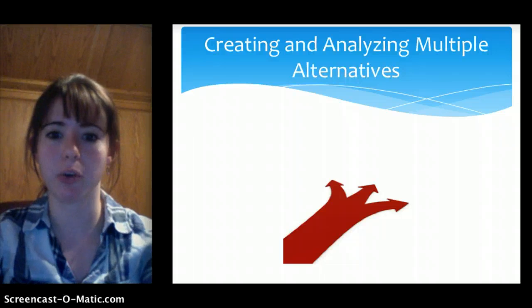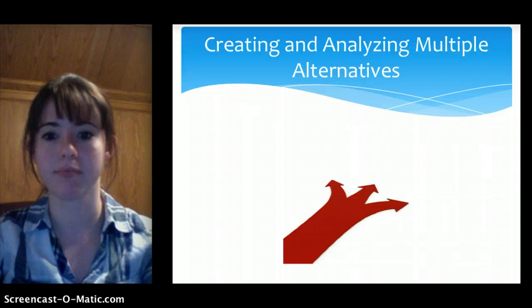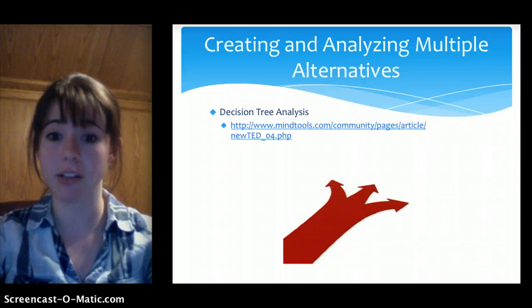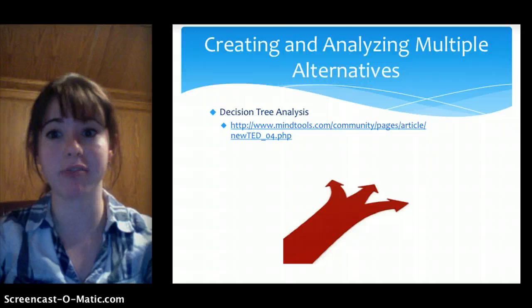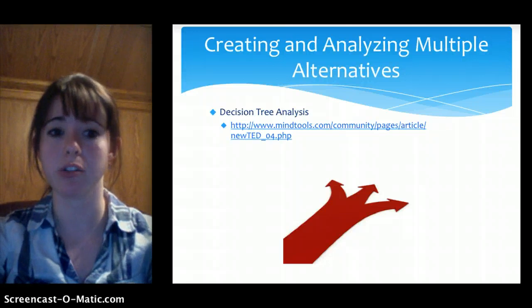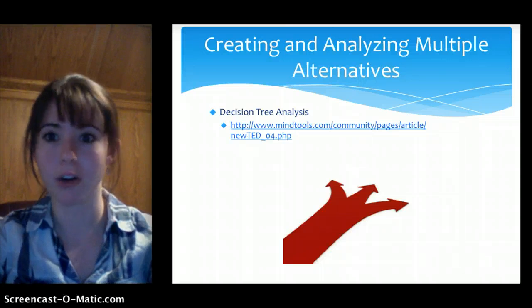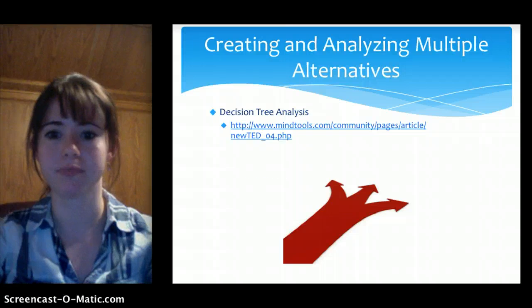Next, we have specific tools for helping you and your team create and analyze multiple alternatives that you can come up with in decision-making. A decision tree analysis is a practical model that provides a physical representation that sorts and demonstrates decisions and alternatives, as well as uncertainties and their equivalent cash value. Learn how to do this at this link below.